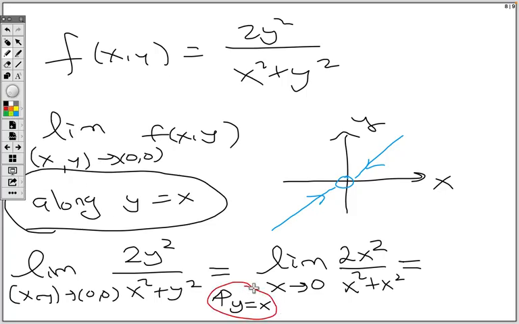The way we try to investigate functions of two variables is looking at them, somehow getting it back to a problem involving one variable. Now what's going to happen here, folks? The numerator is going to be 2x squared. What's the denominator going to work out to be?